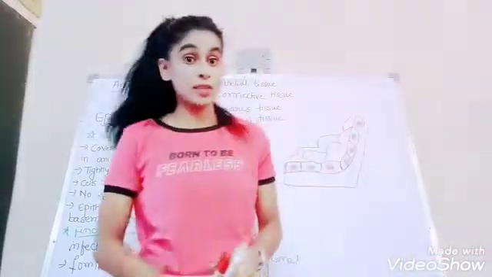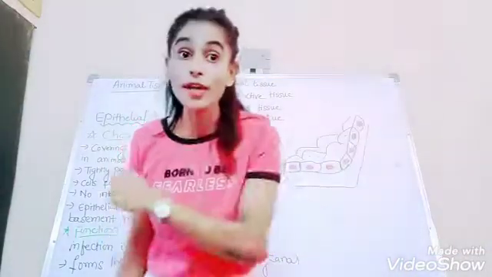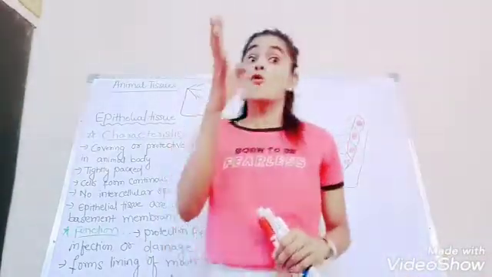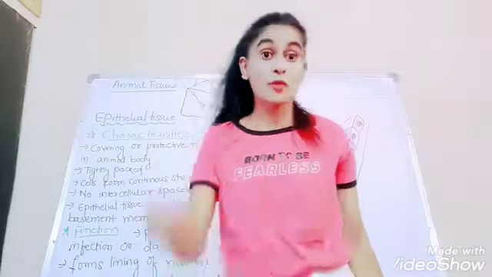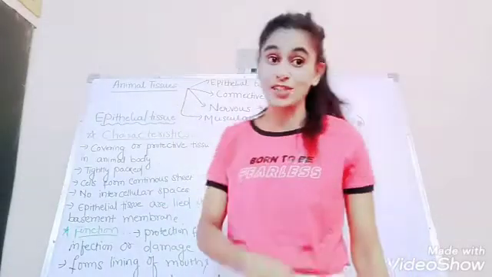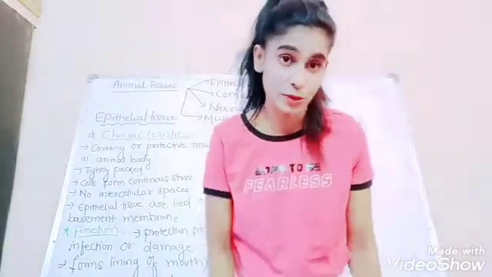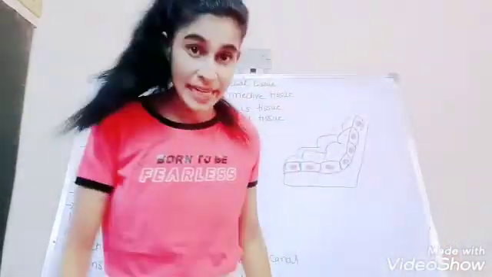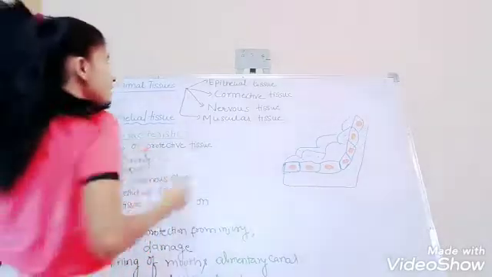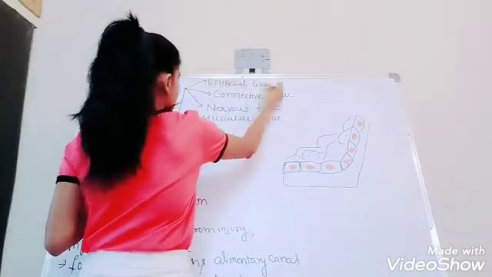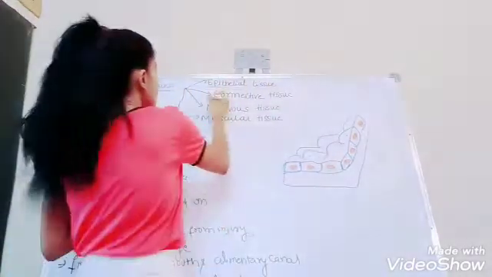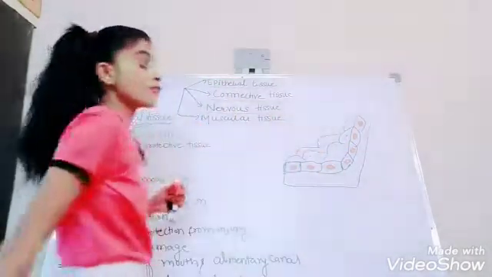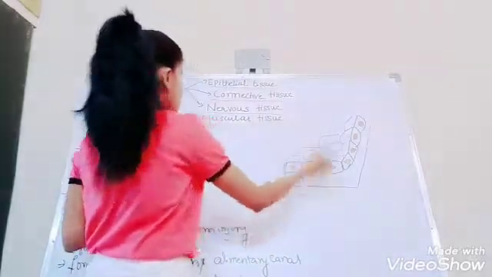Animal tissue, guys: there are 4 different types of animal tissues which we will be learning in the coming sessions. What are the 4 different types? The first one is epithelial tissue. The second one is connective tissue. The third one is nervous tissue. And the fourth one is muscular tissue.